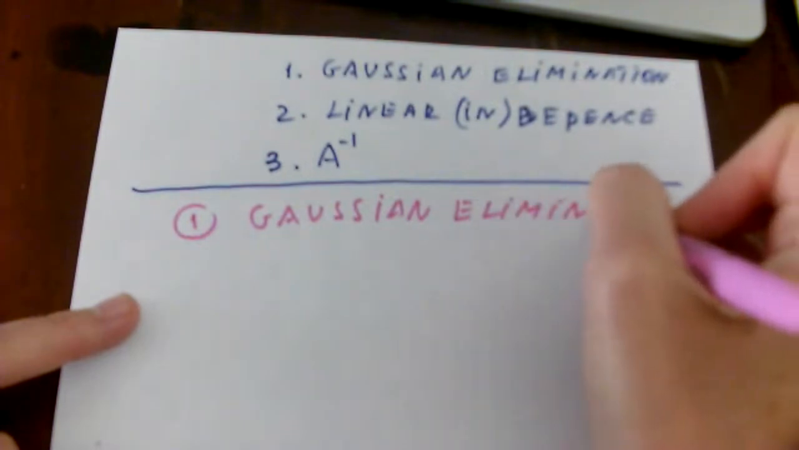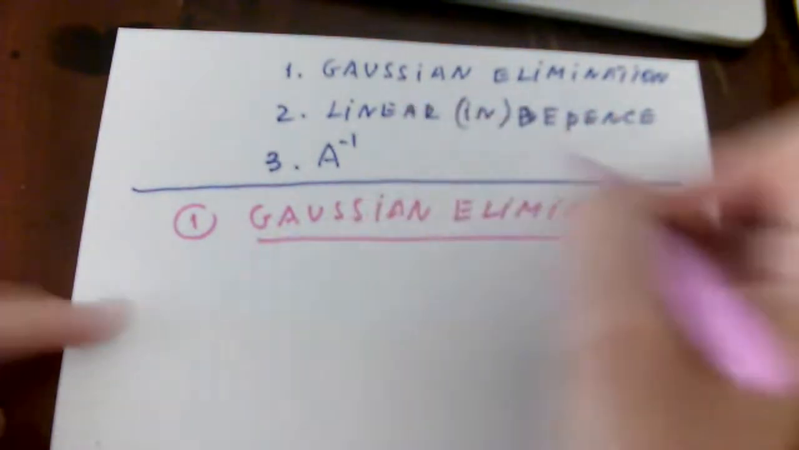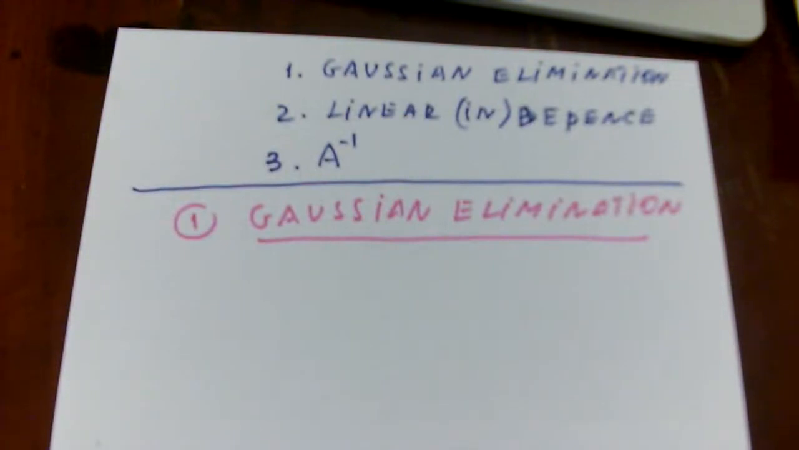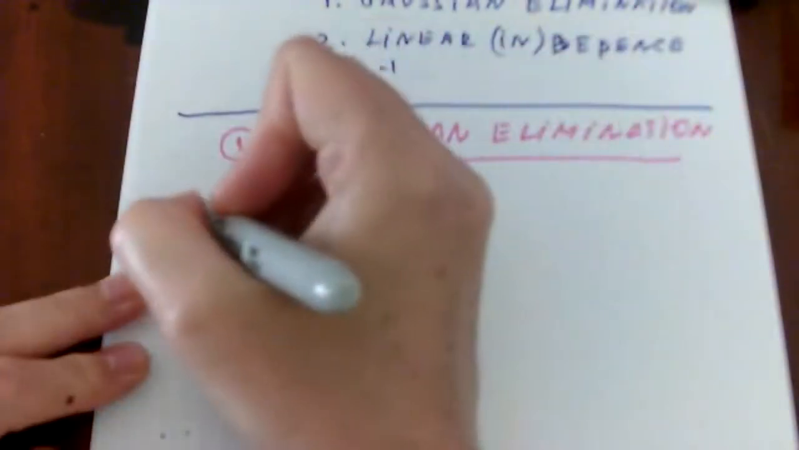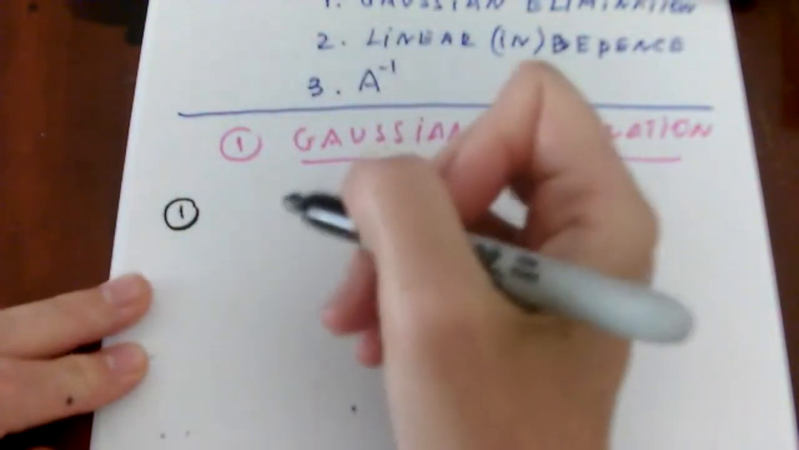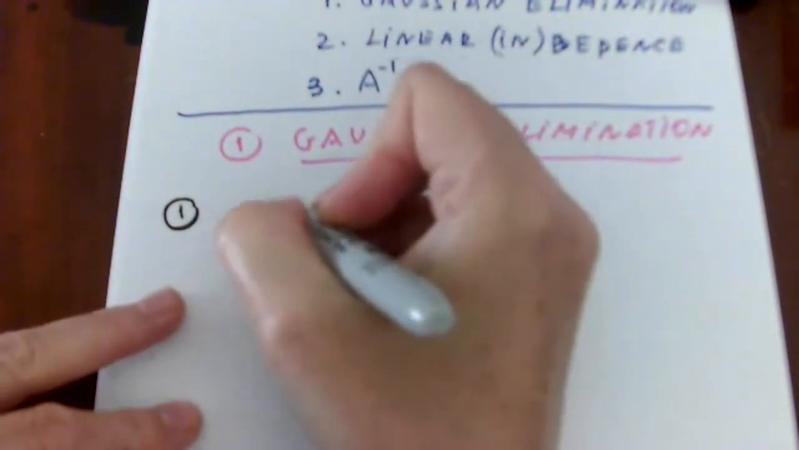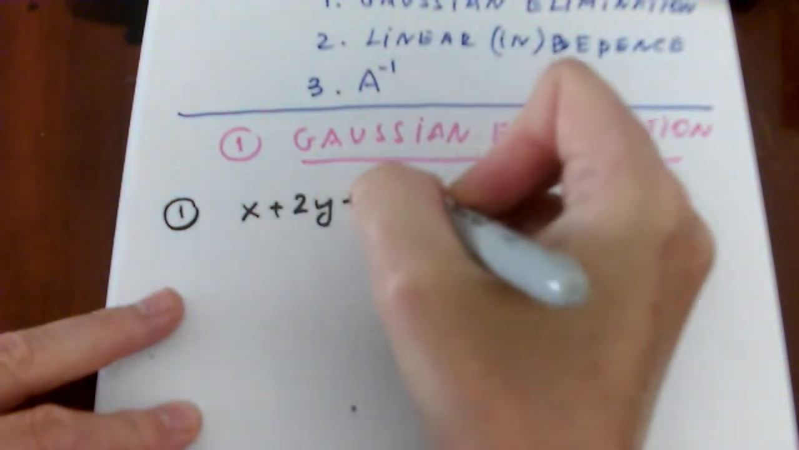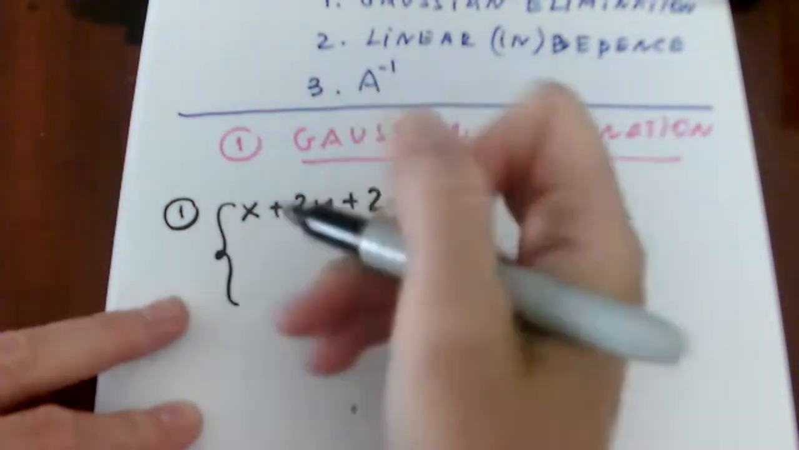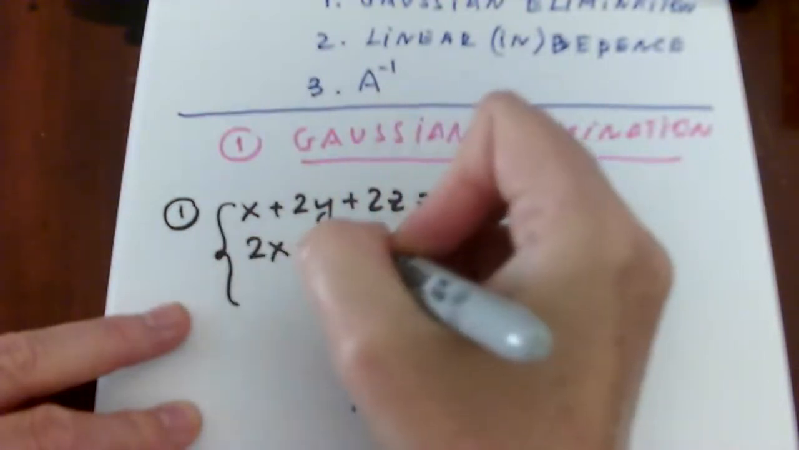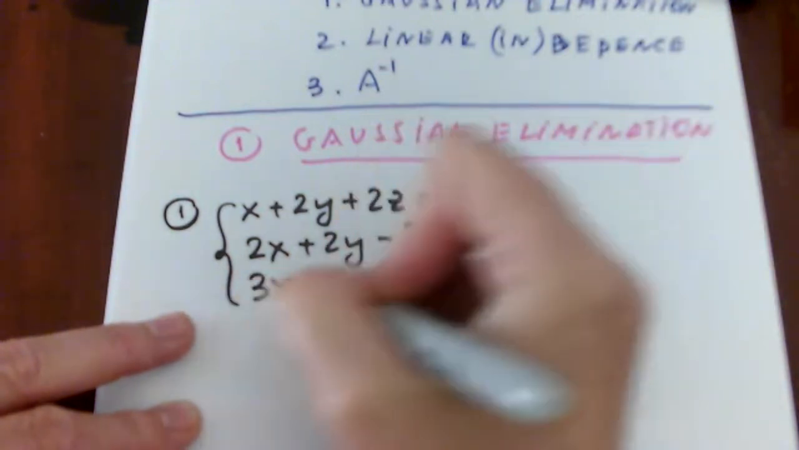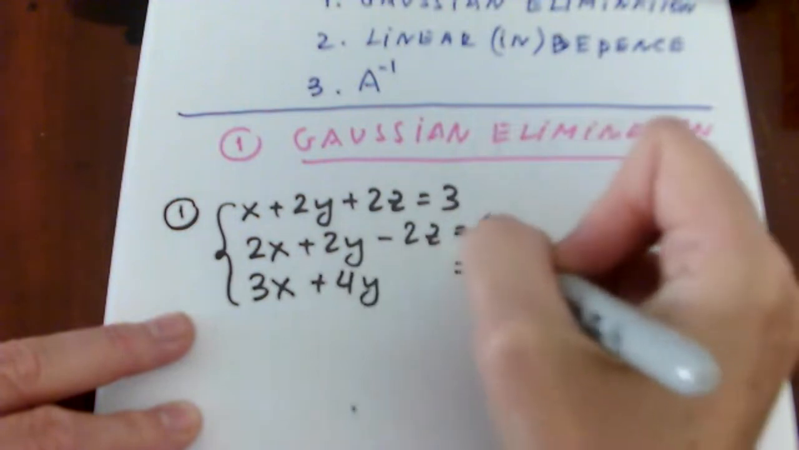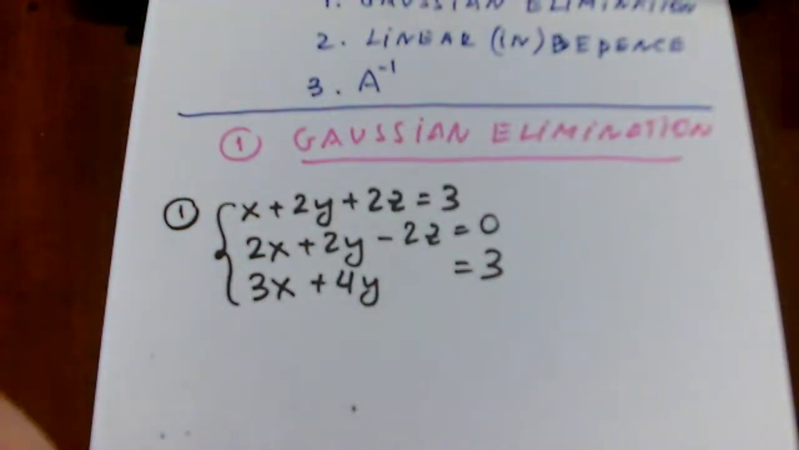I think that the best way to show you is just to go through examples. And I'm determined to show you quite a few examples. So it will take quite a long time, but what can you do? So the first example will be the system of linear equations, which looks like this. x plus 2y plus 2z is equal to 3. The second equation is 2x plus 2y minus 2z is equal to 0. And finally, 3x plus 4y is equal to 3. So this is our system of linear equations.